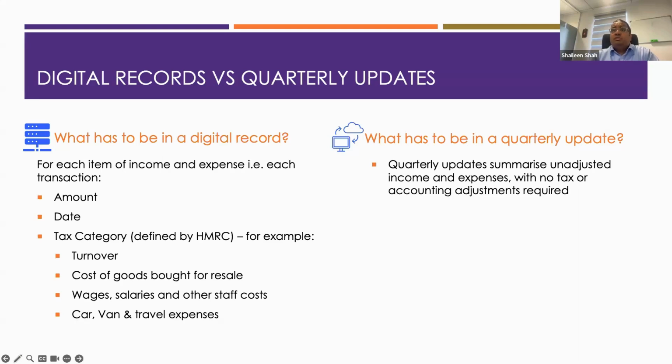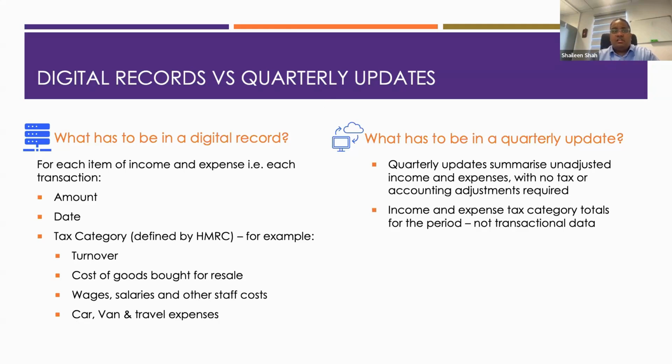Sorry. So what is to be included in a quarterly update? You've got to include the income and expenses with no requirement for making accounting or tax adjustments. You can if you want to, but there's no requirement. And income and expenses in categories as stated to the left need to be included within that. So it's not transactional data. It's a summary of the income and expenses.